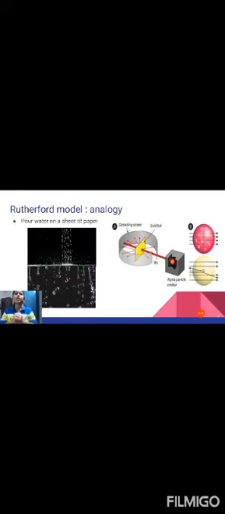They bombarded the foil with the particles. Here comes an analogy. I will give an analogy, that is, pouring water on a thin sheet of paper.